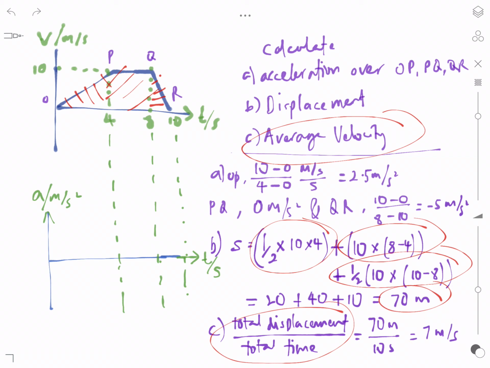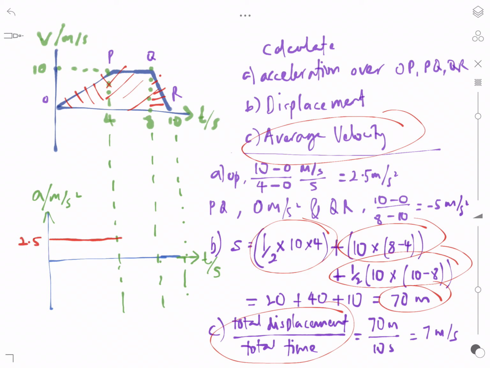And I have another question here. I want you to draw the equivalent a-t graph. Actually, we have calculated it here. This is 2.5 meter per second squared. So you already know the acceleration is 2.5. So draw a straight line like this, and here is 2.5.